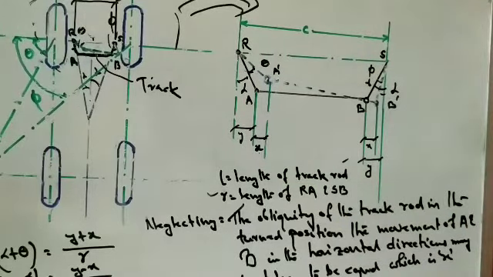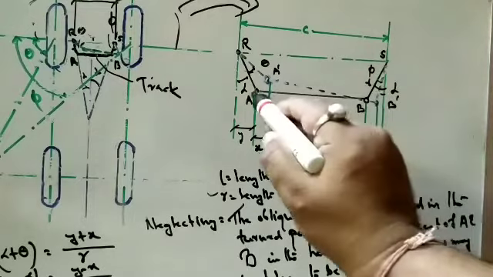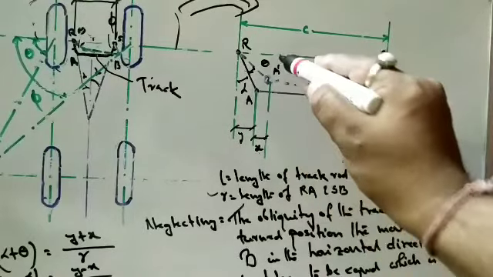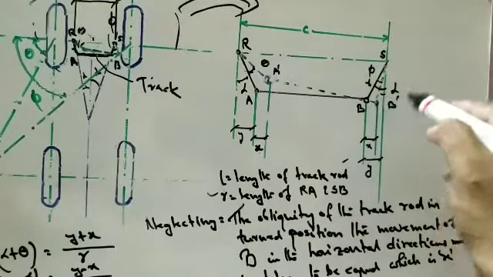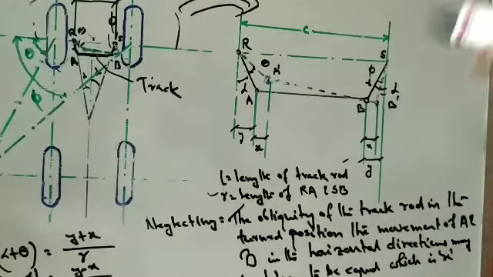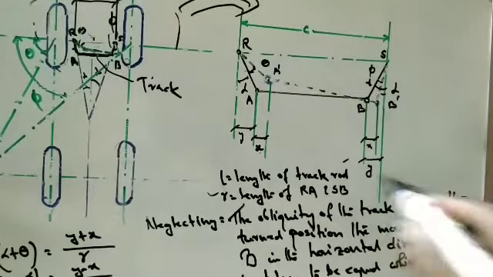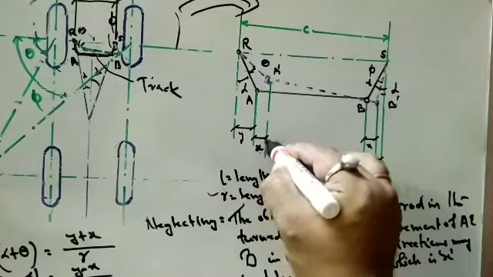Now neglecting the obliquity of the track rod or tie rod in the turned position, consider the movement of A and B when it is taking a turn. Suppose in the left front turn, A will move upwards to A dash, and B will come down to B dash. If the obliquity of the track rod in the turned position is not considered, the movement of A and B in the horizontal direction may be taken to be equal, and let it be x.